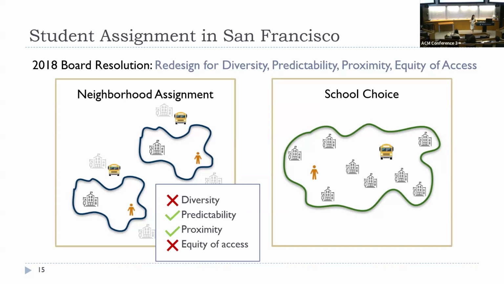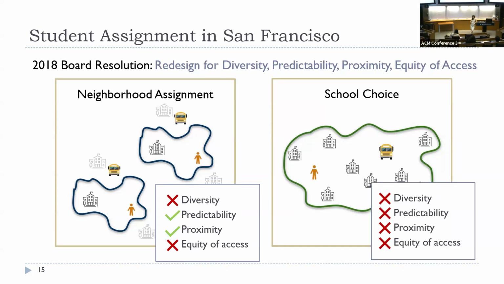Since 2018, the districts have been using school choice, where you can choose from any of the 150 programs in the district. And they saw that it hadn't been achieving any of their goals. It's not diverse, not predictable, not proximate, and not equitable.